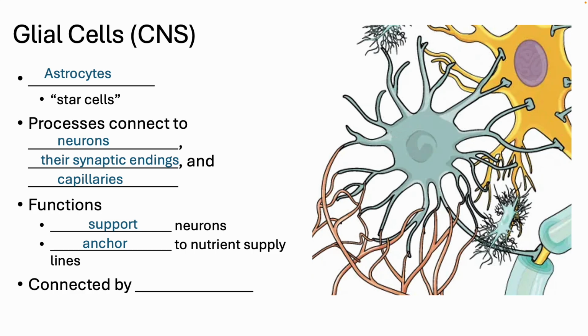These are going to be connected by gap junctions. Remember, gap junctions are known as communicating junctions, so they are going to literally be able to have things flow between them and the cells that they connect to.